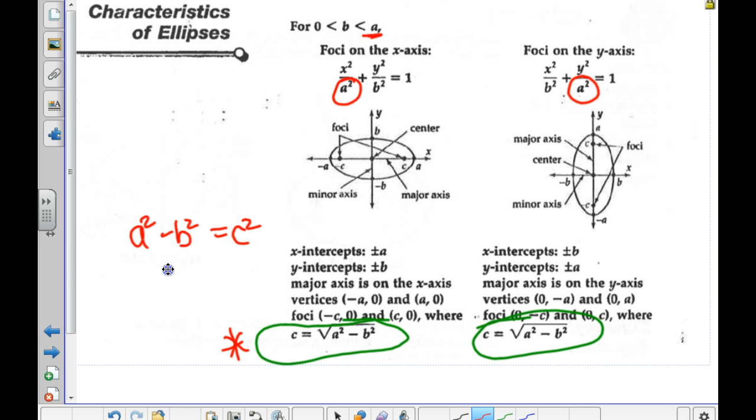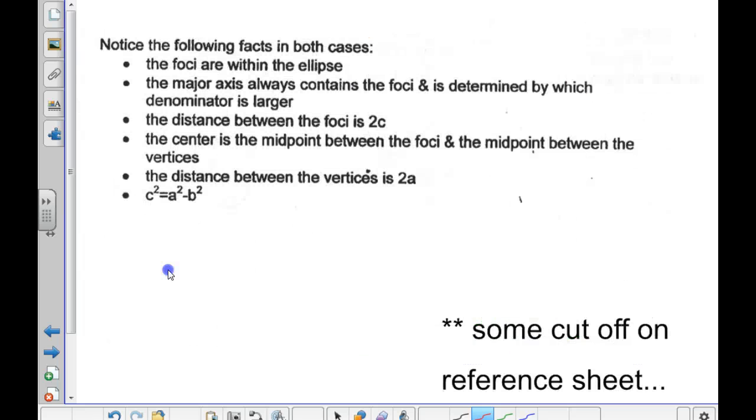All right, while you're on that page, I want to point out a couple more things. Some of the properties here are cut off on your reference sheet by my nice little sticky note. I don't think anything important is covered up, but just so you know, the properties should say that the foci always lie within the ellipse. The major axis will contain the foci and be determined by whichever denominator is larger. If it's underneath the X, it's going to go in the X direction or horizontally. If the bigger number is underneath the Y, then the bigger axis or major axis will go vertically on the Y.